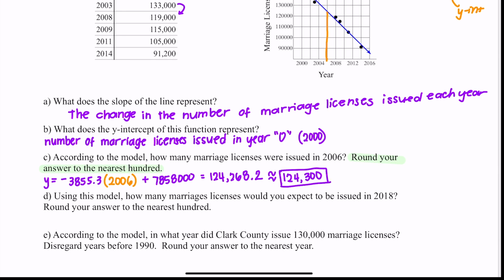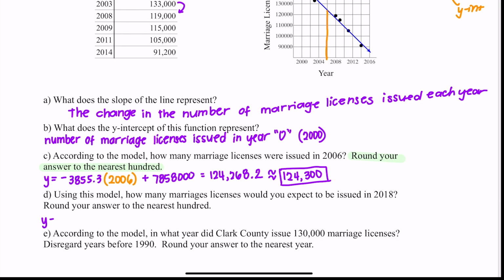All right, and don't forget to maybe just box your final answers. And now, for letter D, using this model, how many marriage licenses would you expect to be issued in 2018? So we're just going to do the same thing, set it up like we did for letter C, but instead of 2006, we'll just put 2018, and then we'll do the same thing that we did earlier. We'll plug it in.